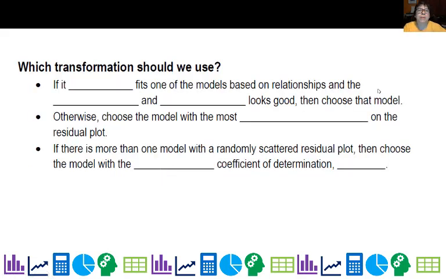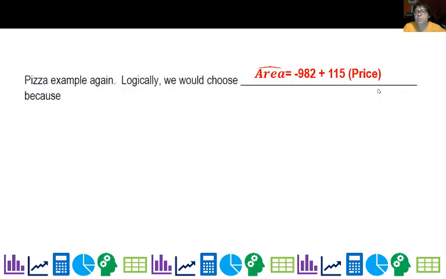So which transformation should you use in general? Well, if it logically fits one of the models based on relationships and the correlation and residual plot look good, well, use the model that makes sense. Otherwise, if you're kind of just trying different things, choose the model with the most random scatter on the residual plot. Now, if you've got more than one to choose from, then choose the one with the highest coefficient of determination, or R squared. So let's go ahead and revisit our pizza example again.